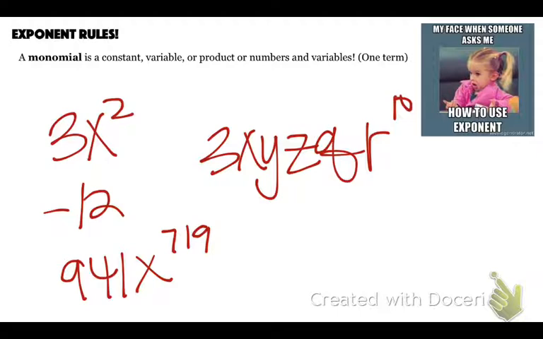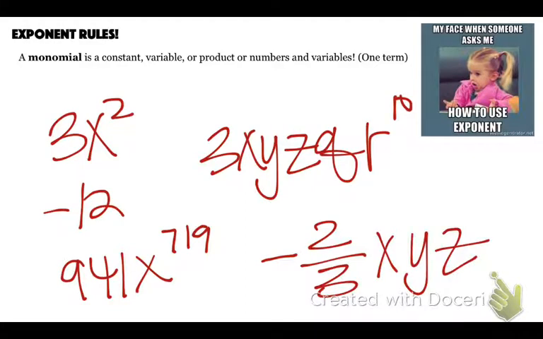It could be anything crazy, if you wanted to do like negative 2/3 x y to the 7th, z to the 9th. Those are all monomials because there's just one term. There's no addition or subtraction between them.